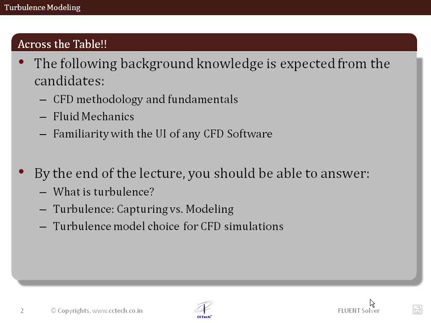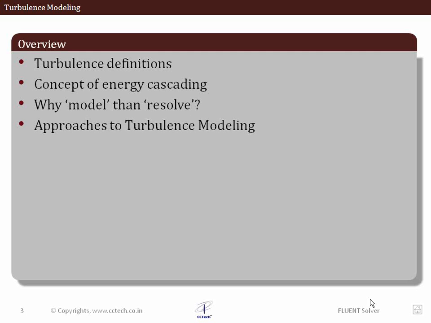And there's a whole list of choices of turbulence models. We'll be looking at them in the course of this presentation. Just to give an overview, we're going to look at some of the definitions of turbulence and see what happens within turbulent flows. What is the concept of energy cascading, which drives our understanding of the turbulent phenomena and helps us know how we can model it. This is one of the points where we'll try to answer why we prefer to model the turbulence phenomena rather than resolve it completely. And we'll follow it up with different kinds of approaches by which turbulent flows can be modeled.